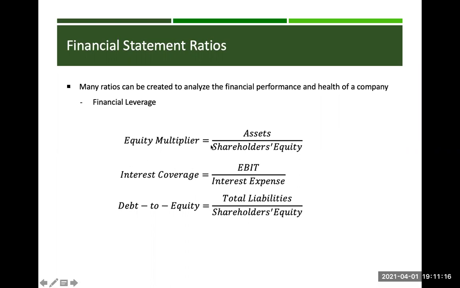They call it the equity multiplier. I usually just call this leverage. Assets over shareholders' equity. The higher this number is, the more leveraged the company is. If a company has a lot of equity financing, this is going to be close to 1. If the company has a lot of debt financing, this could be 5, 10, 20. Gives you a sense of how leveraged they are.